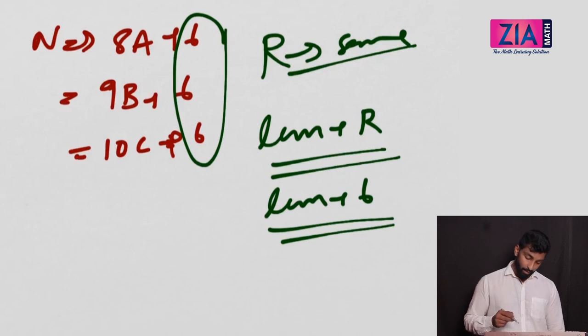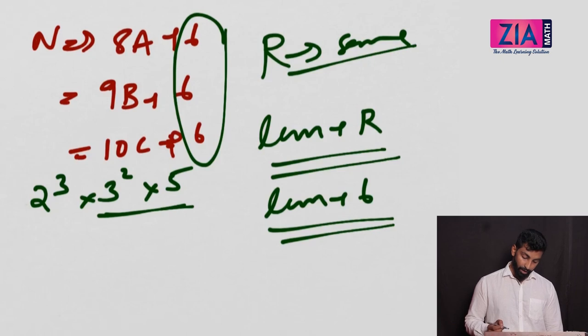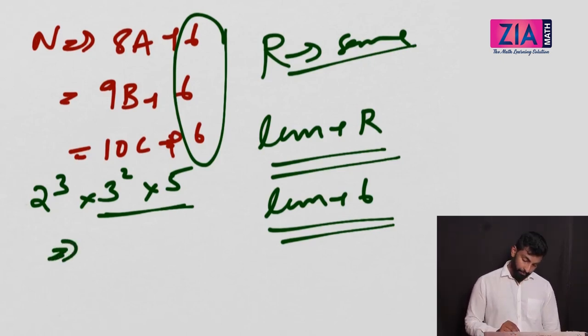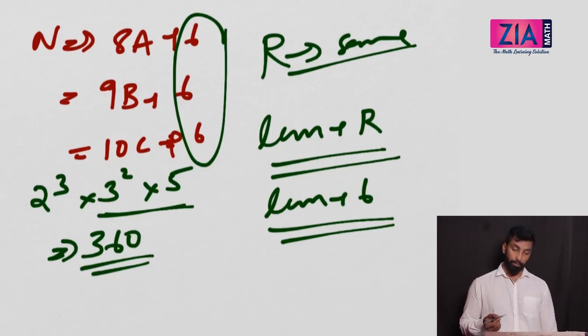And since what they've asked is the least 3-digit number, they can ask you the highest 3-digit number also. So what is the LCM here? If you need to find out, you'll write 8 as 2 cube, 9 as 3 square, and 10 as 2 into 5, so I'll write it as 5. So this is nothing but 45 into 8, which gives you 360. So 360 is the least 3-digit number which is possible.